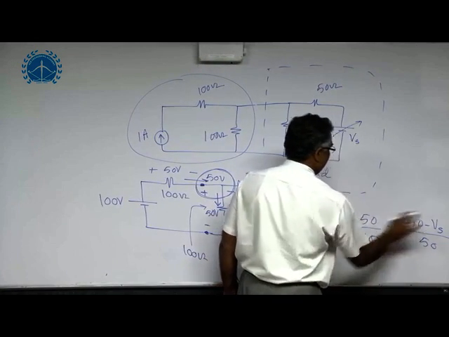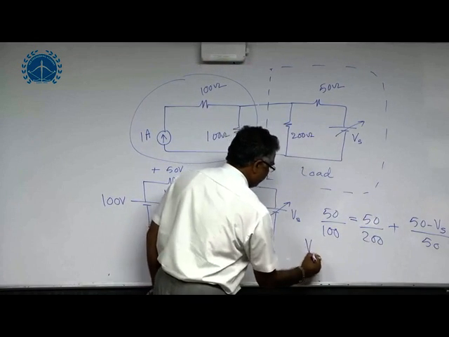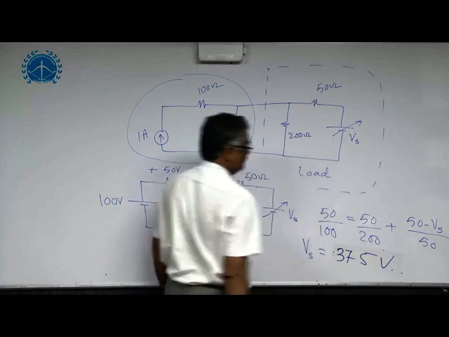So one unknown, one equation, sufficient to solve for Vs. That's all.